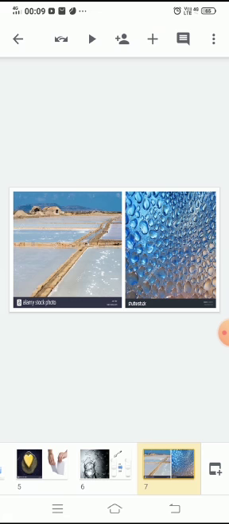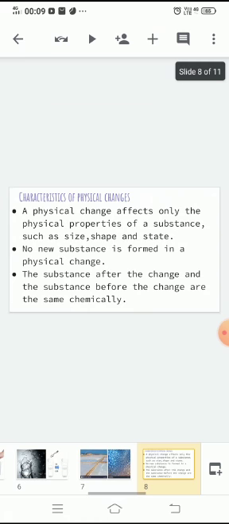Let us study about the characteristics of physical changes. First one, a physical change affects only the physical properties of a substance such as size, shape and state. Second one, no new substance is formed in a physical change. Third one, the substance after the change and the substance before the change are the same chemically.